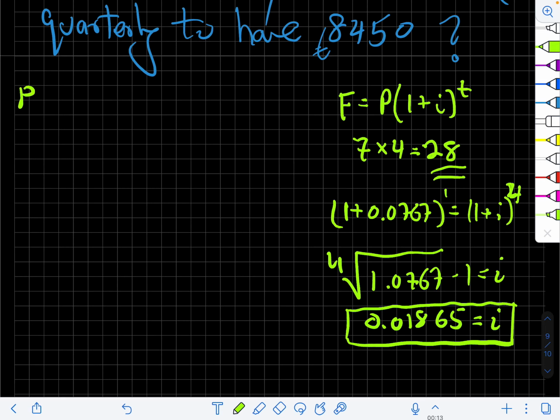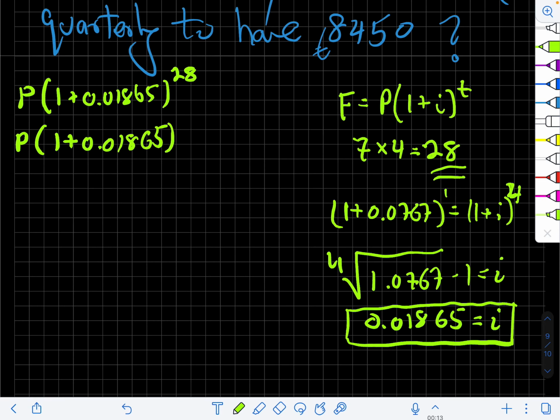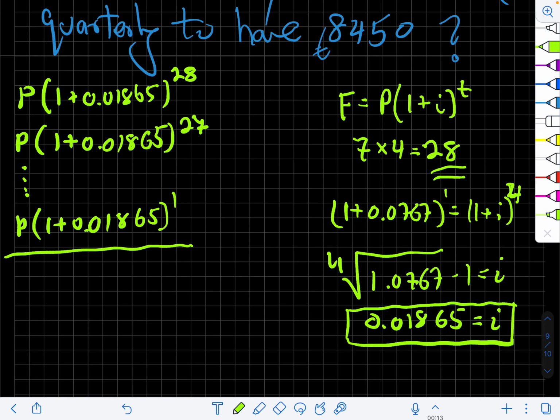We don't know how much he's saving, so let's say he's saving P. The first installment, he will get 1 plus 0.01865, and he will get that for 28 periods, because he's saving it today, and in 7 years' time he's going to get his money back, which is 28 periods. The next installment is going to be the same thing, but this time only for 27 periods. We continue in the same format, and in the last period, he's just going to get it for 1 period. And then after 7 years' time, he'll be able to get his money back. So, of course, it's 7 years and not 4 years.